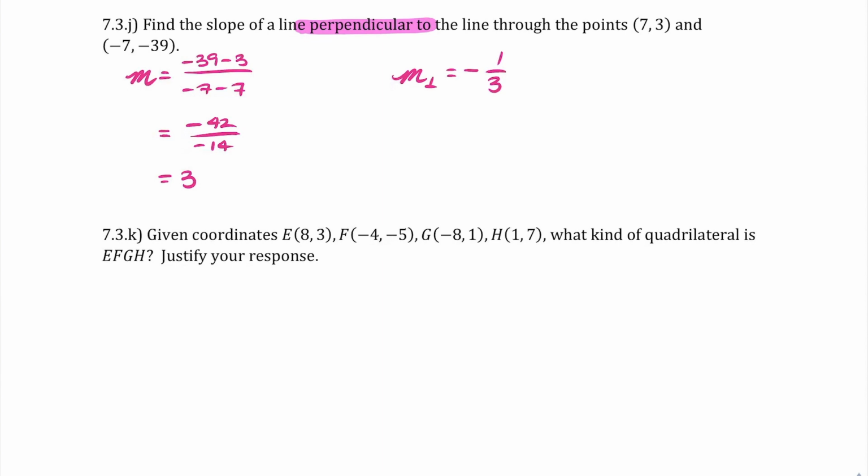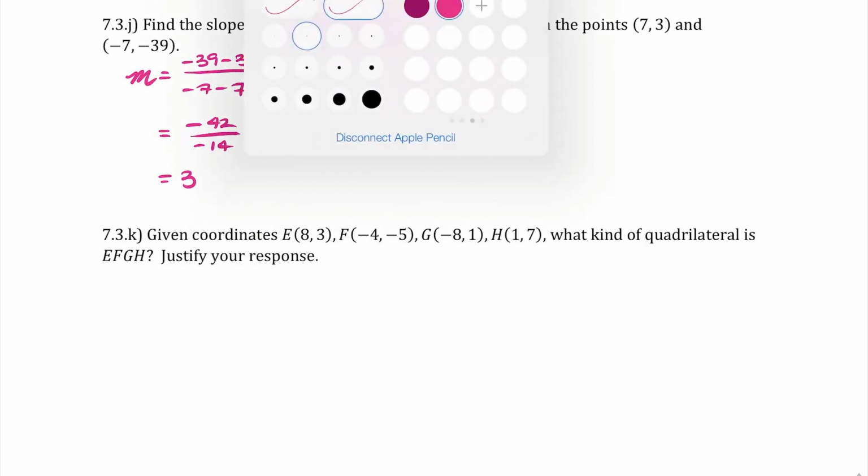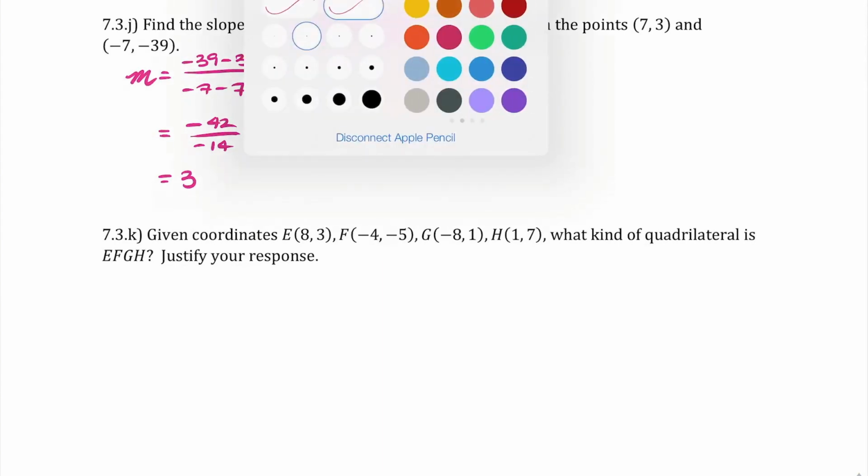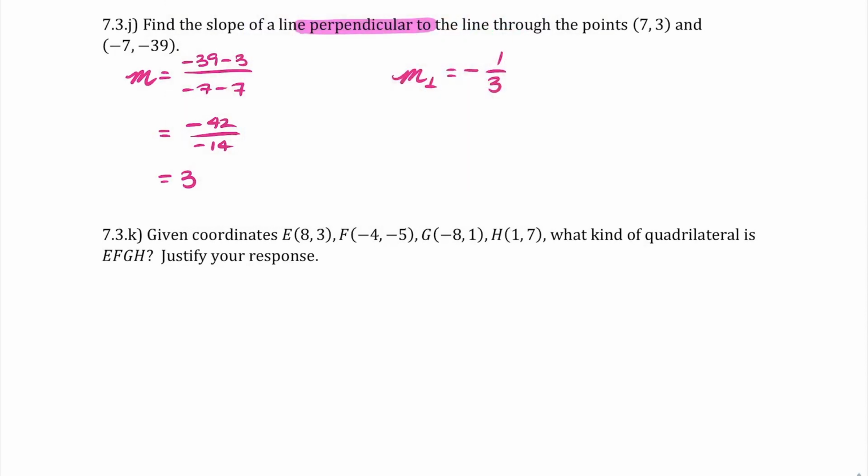So, given our 4 points here, our E, F, G, and H, we want to figure out what kind of quadrilateral that is. Maybe it's a parallelogram. Maybe it's even a rhombus. But only math will let us find out. So, we're going to find the slope of all of those line segments.